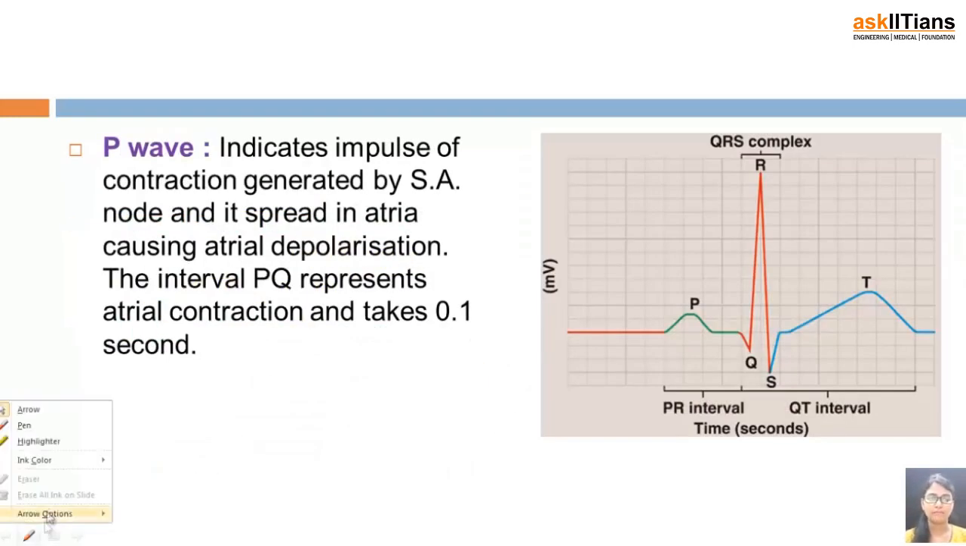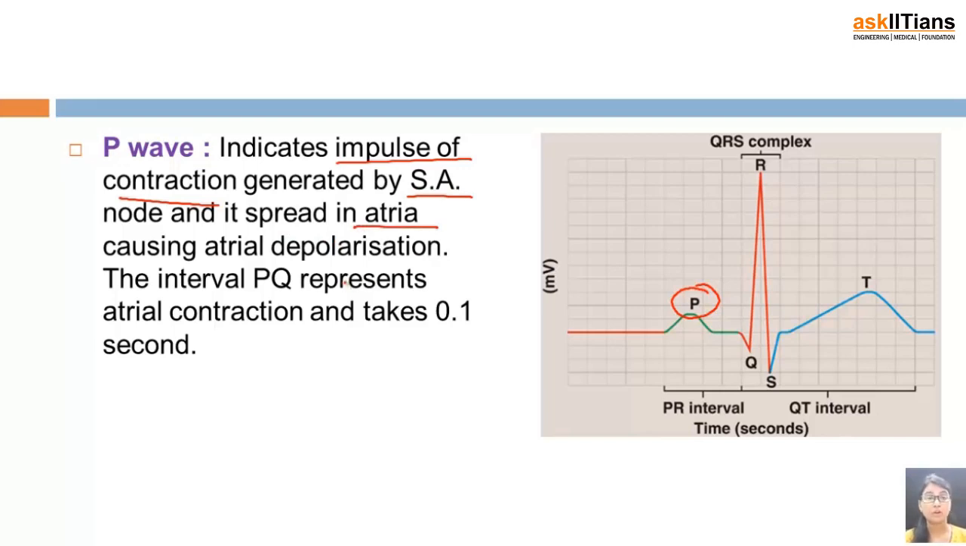So, look into the graph. We can see here a few waves. First is the P wave. P wave is indicating the impulse of contraction, and from where is it generated? It is generated from the SA node and it is spreading in the atria and it causes atrial depolarization. This interval, that is PQ, look into the diagram. This interval PQ represents atrial contraction and it is taking 0.1 second.